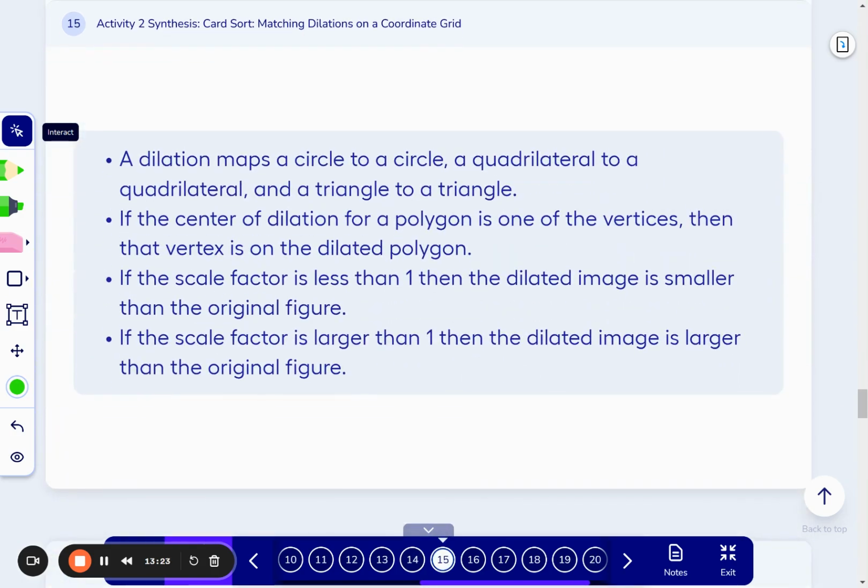Don't forget, in this section, a dilation maps a circle to a circle, quadrilateral to a quadrilateral, triangle to a triangle. If the center of dilation for a polygon is one of the vertices, then that vertex is on the dilated polygon, just like B was on the circle, it stayed on the green circle. If the scale factor is less than 1, the dilated image is smaller than the original. If the scale factor is larger than 1, the dilation image is larger than the original.